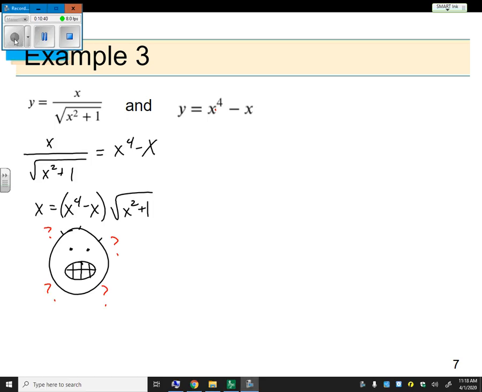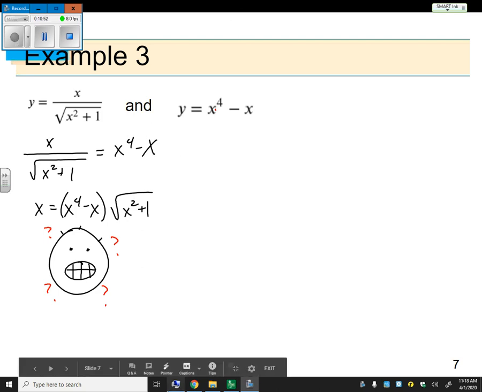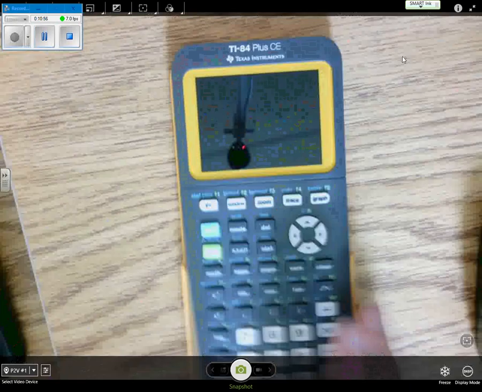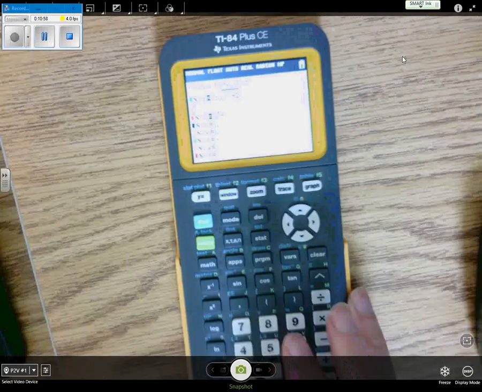You are probably where I am on this problem. I multiplied both sides to get rid of fractions. It just didn't go anywhere. So we're going to need to use the help of our graphing calculator on this problem. Okay, so I've got my graphing calculator ready to go right here.